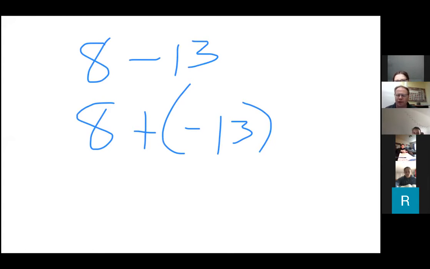Now, what would be the answer for that top one? So you start at 8 and you go negative 13. So what would the answer be?